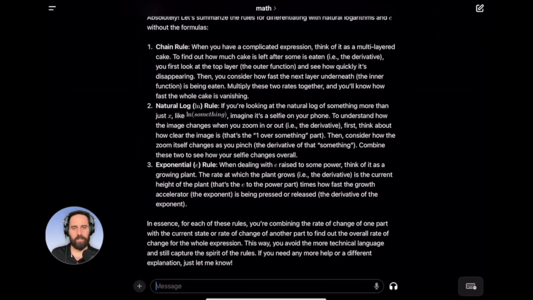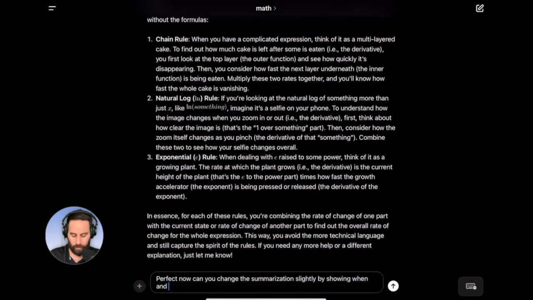Cool. Thank you, perfect. Now can you change the summarization slightly by showing when and what to take a derivative of.